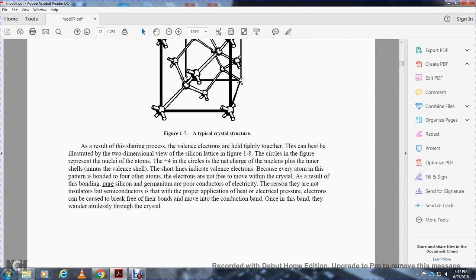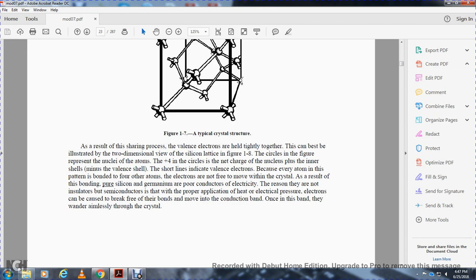In Figure 1A, the circles are representative of the nuclei of the atoms. The plus 4, positive 4, in a circle is the net charge of the nucleus plus the inner shells, excluding the valence shell. The short lines indicate valence electrons. Because every atom in the pattern is bound to four other atoms, the electrons are not free to move through the crystal. This binding makes pure silicon and germanium poor conductors of electricity, though they are not insulators, which is why they are called semiconductors.